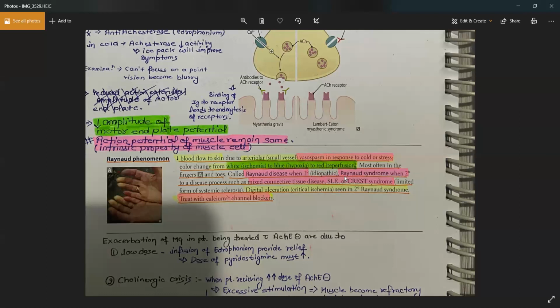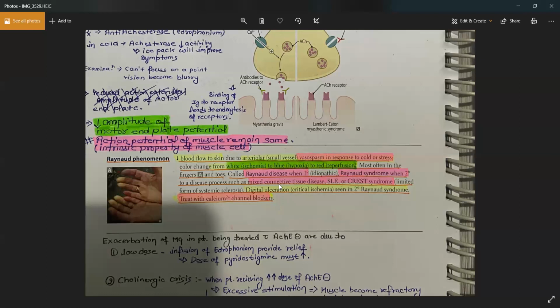Okay, then SLE can also have that. CREST syndrome can also have that. Please remember these three diseases. And mixed connective tissue disease. Okay, the four diseases are there: Buerger's disease, mixed connective tissue disease, SLE, and CREST syndrome. They all are associated with Raynaud's phenomenon. And because of the ischemia, because of this loss of blood supply, the patient can also get ulcerations, also necrosis at the fingertips, because the distal regions will be affected first.